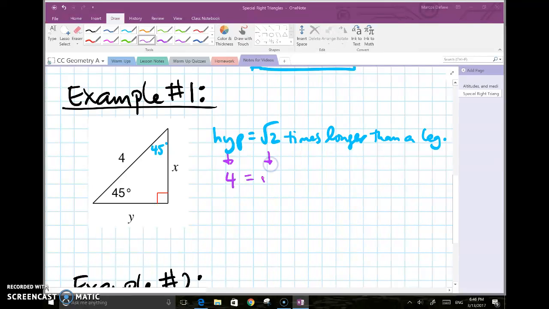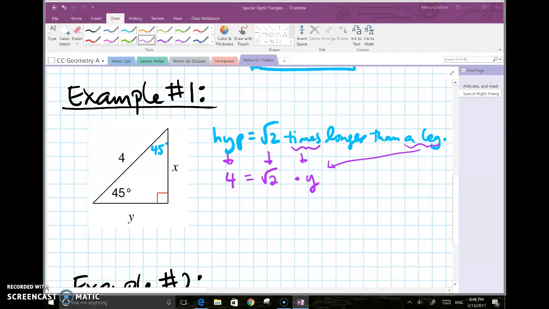Radical 2, well, that just stays the same. The word times, that's pretty obvious. And then longer than a leg. A leg, this part, a leg, that comes all the way over here. A leg, I can decide what I want. X or Y does not matter since they're both congruent. So I will go with Y.